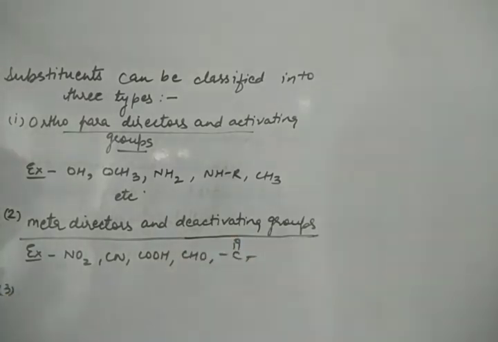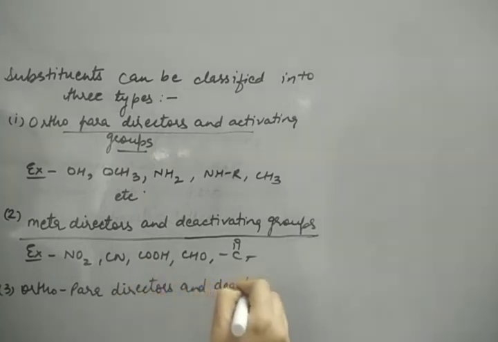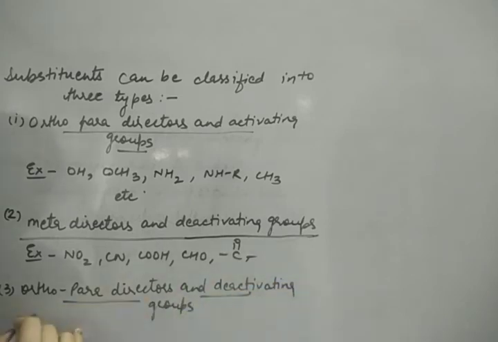And the last category that we have is ortho-para directors and deactivating groups. And in this category we have halogens. Okay, so halogens are ortho-para directors, but they are deactivating, means they withdraw electrons from the benzene ring.